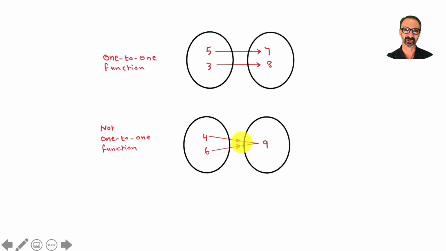If you want to invert this one, you're going to have a problem. Switching the arrows, 9 will have two outputs going backwards. That becomes not a function. So a one-to-one function means like 5 is going to 7, 7 is going to 5. There is nothing like 9 coming from 2. It's one-to-one both ways, going forward and going backwards.